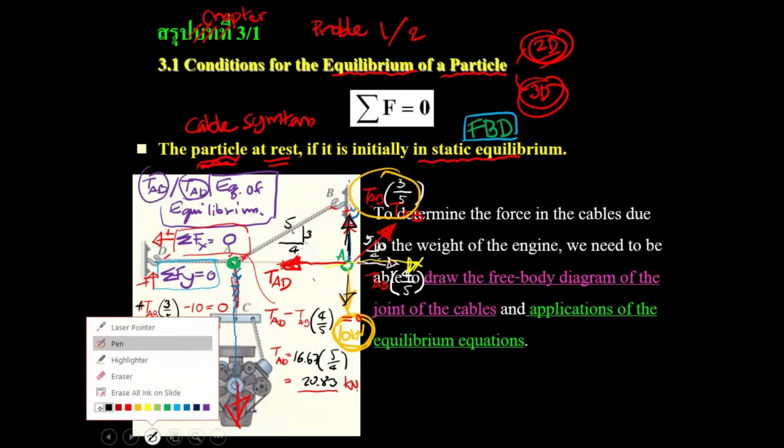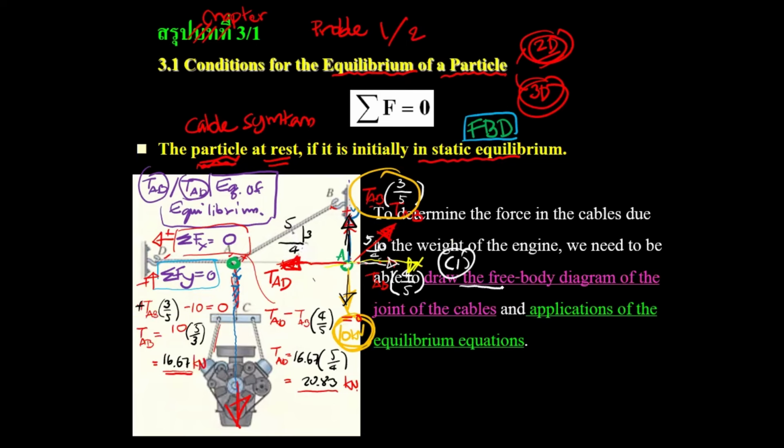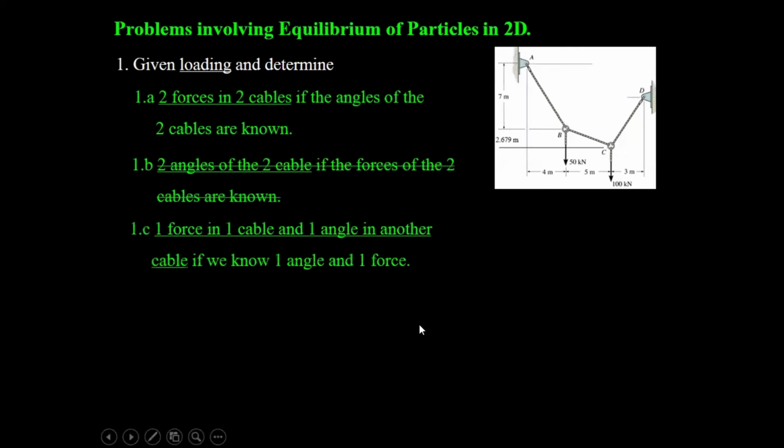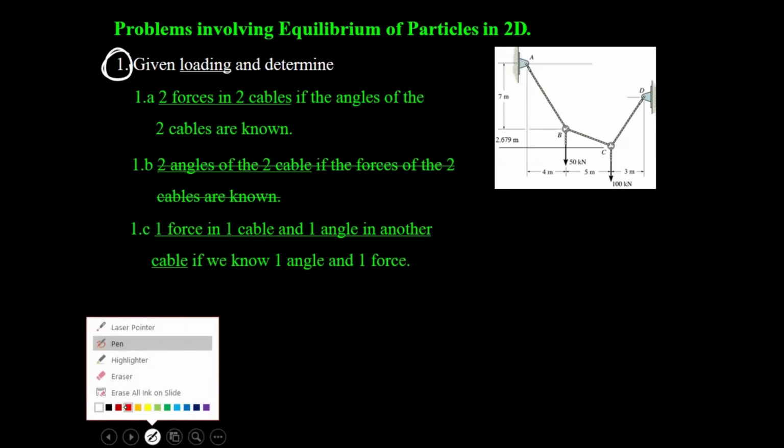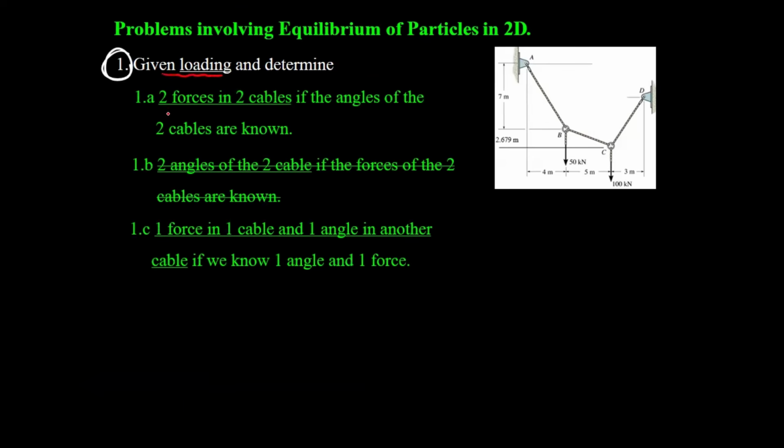There are two steps to solve the problem. First, draw the free body diagram of the joint of the cable. Second, apply the equilibrium equations to determine the tension forces. The problem can be classified into two big types. First, for the given load over the cable system, you determine the two forces in two cables, like the one I just showed you. If the angles of the two cables are known, we just finish and solve this problem.